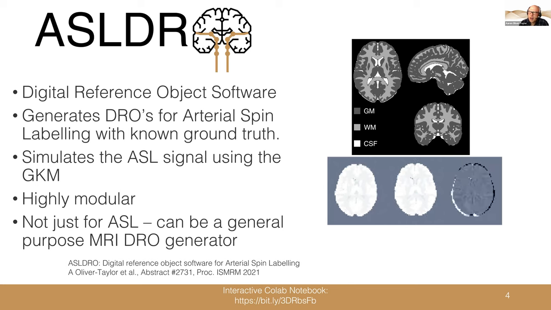So ASL DRO is some generative software, to use a term that was coined in the previous session, for producing digital reference objects for arterial spin labeling. For those that do not know what arterial spin labeling is, I realize I should have included a slide, but I wanted to keep this bit brief.